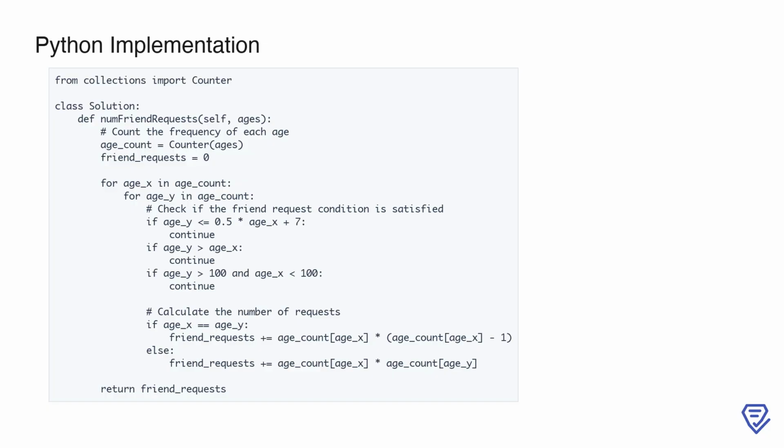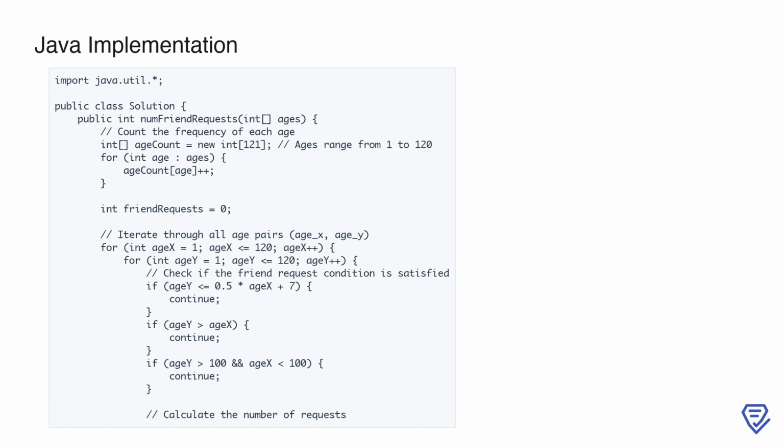This solution is efficient due to the use of the counter for age frequency and the constrained nested loop that avoids unnecessary computations. The runtime complexity is approximately n squared in the worst case, but the constraints make it feasible for practical use cases. Here, we begin by importing the necessary utilities and defining our solution class.